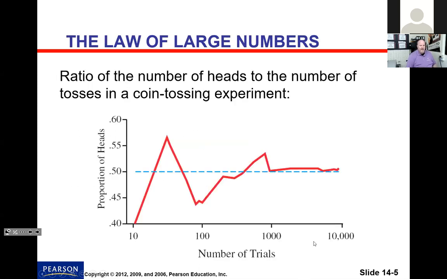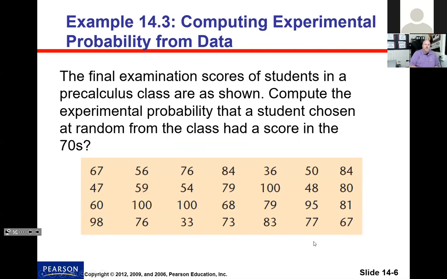Okay. Here, the final exam scores of students in a pre-calculus class are shown. Compute the experimental probability that a student chosen at random from the class had a score in the 70s. So what you have to look at is how many we have in total. Well, it's 4 by 7, so we have 28 scores in total, correct? How many of those are in the 70s? Look at the chart and count how many are in the 70s.